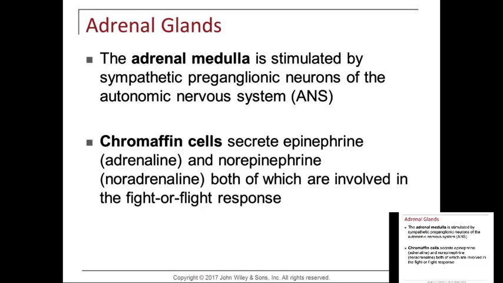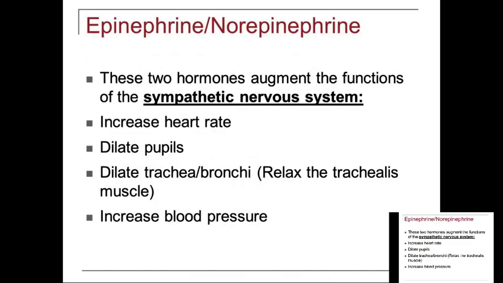The adrenal medulla is stimulated by the sympathetic preganglionic neuron of the ANS, the autonomic nervous system. And there are chromaffin cells that secrete adrenaline or epinephrine and norepinephrine or noradrenaline. Both are involved in the sympathetic response, which is the fight or flight response.